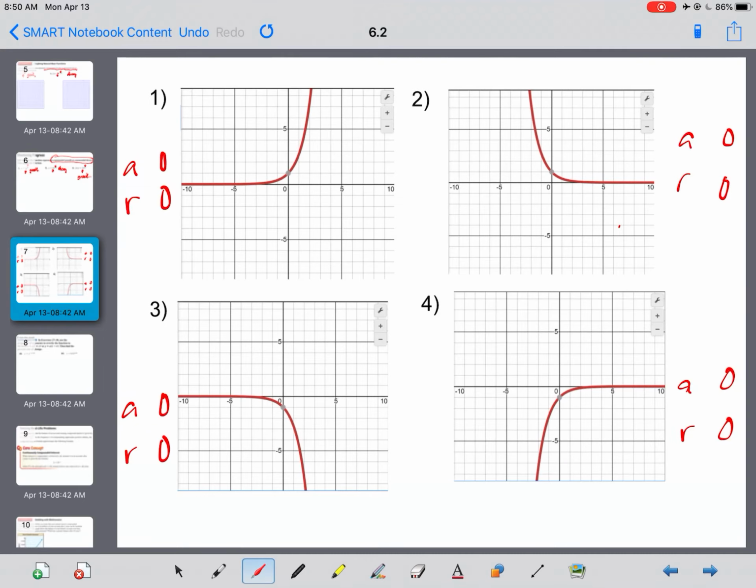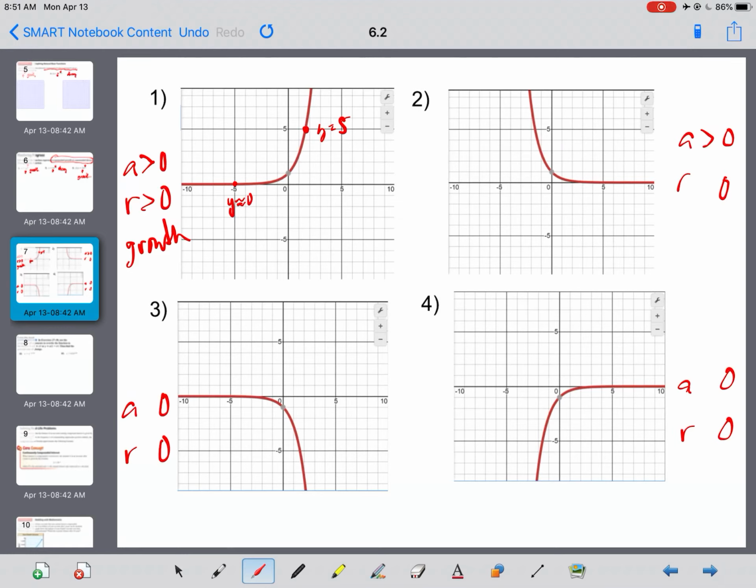But here, if we look at this one, we start above the x-axis, so A has to be greater than 0. And we're going from left to right, starting out small. This is really close to y equals 0, and then this is y equals 5. So we're getting bigger, left to right. So R is big, so this is growth.